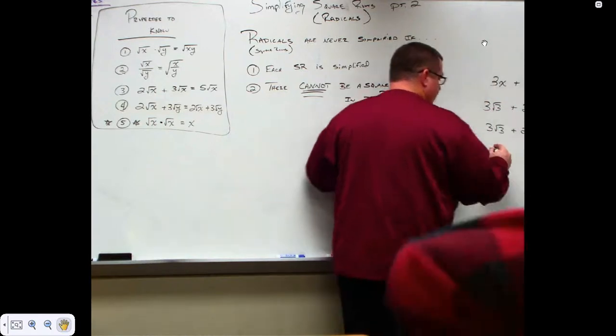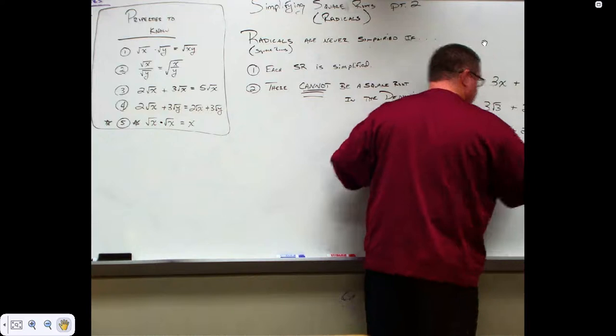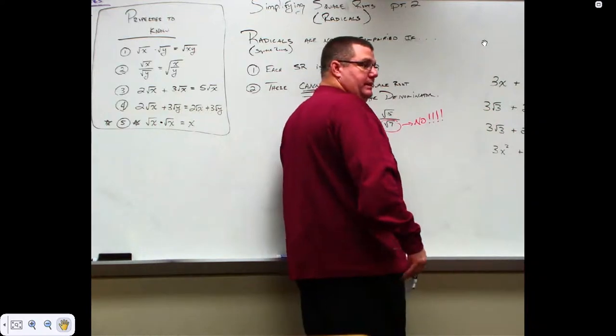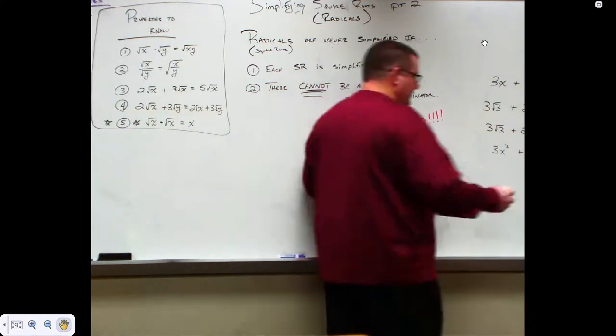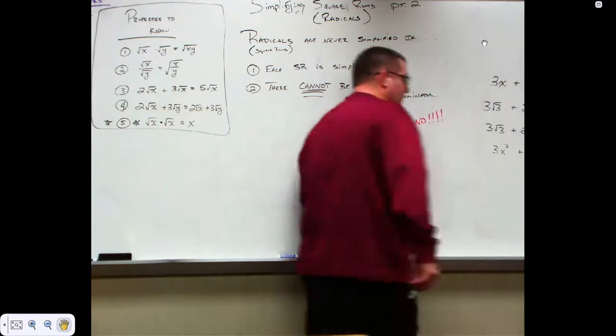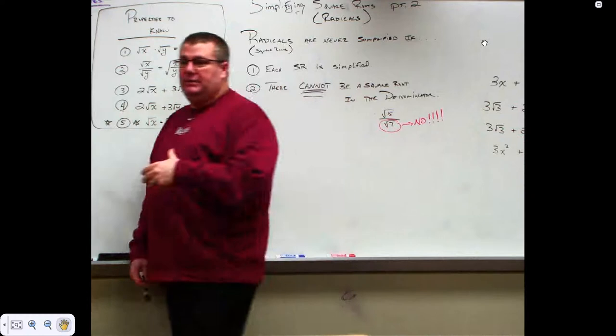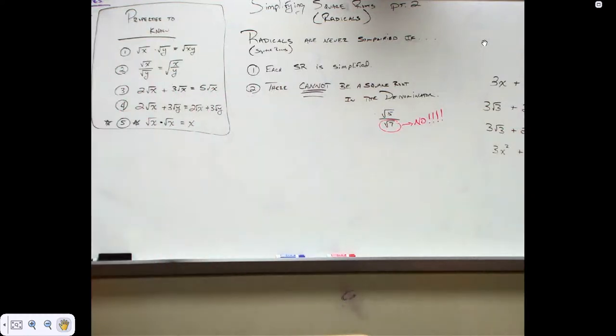You remember combining like terms when you had 3x squared plus 2x? Were they like terms? No, because they're not exactly the same terms, are they? So you can't simplify that anymore. These have the exact same properties. Unless these radicals are exactly the same number underneath them, you cannot combine them. Like I said, it should be something you've heard of before.